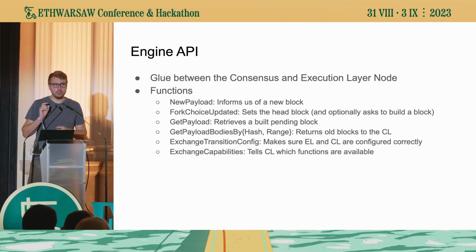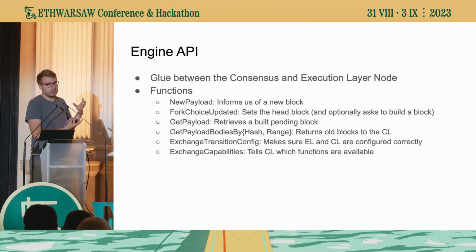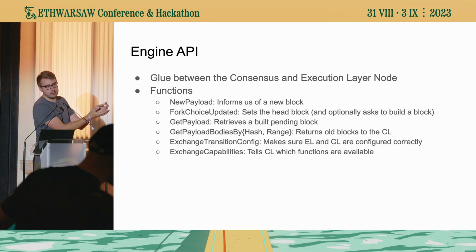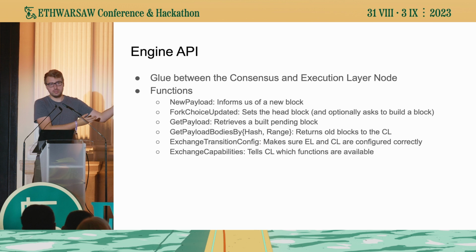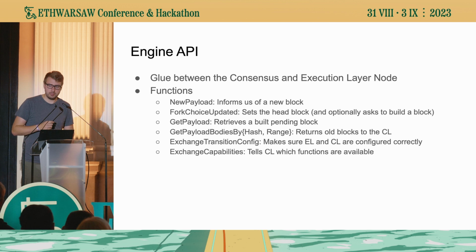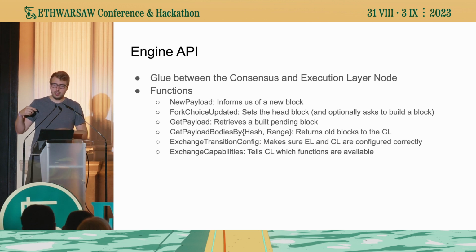Fork choice updated has also another small functionality. Optionally, the consensus layer asks us to build a block on top of the current head. So the consensus layer node tells us, okay, this is the head that you should have, and please build a new block on top of this, because we've been chosen to produce the new block. This is what happens in fork choice updated. And in get payload, we can retrieve this pending block. Those are the big 4 methods that we need.